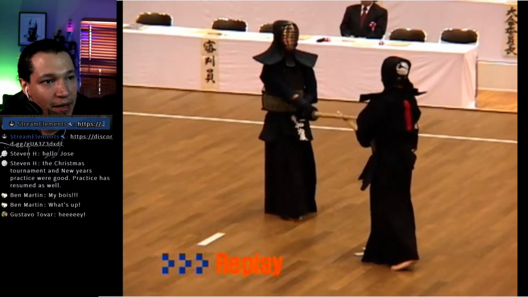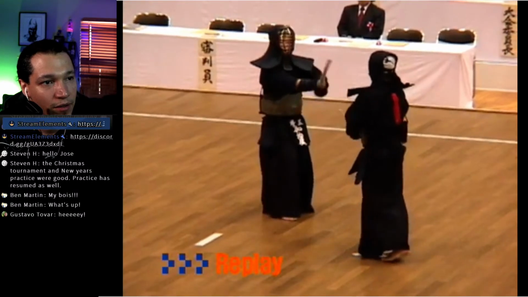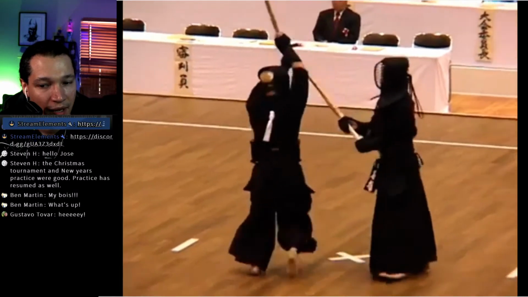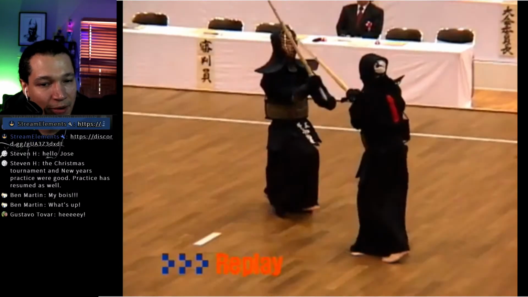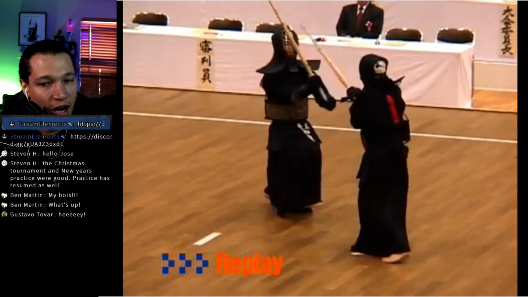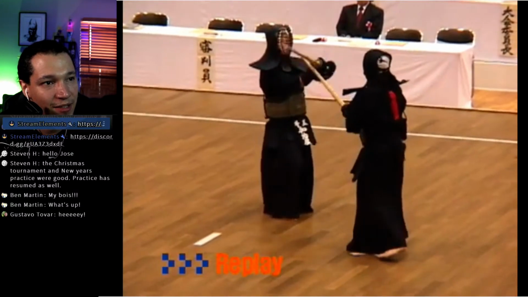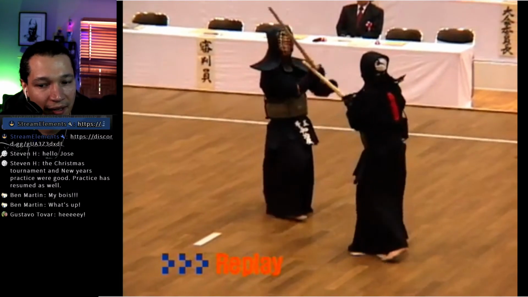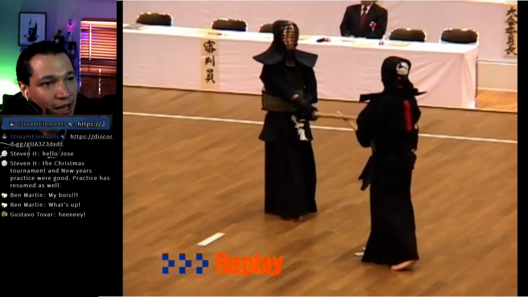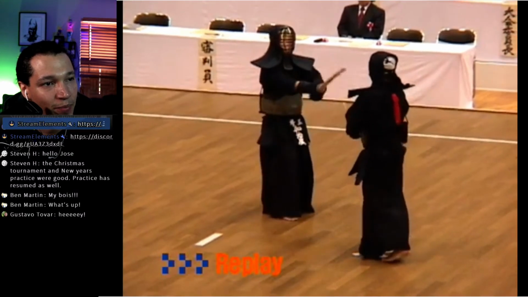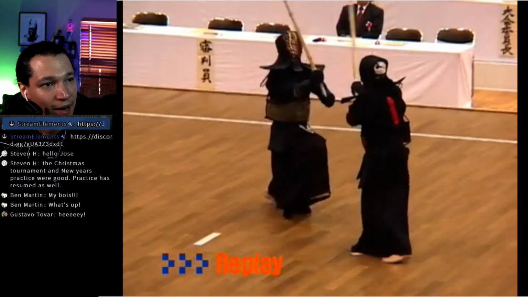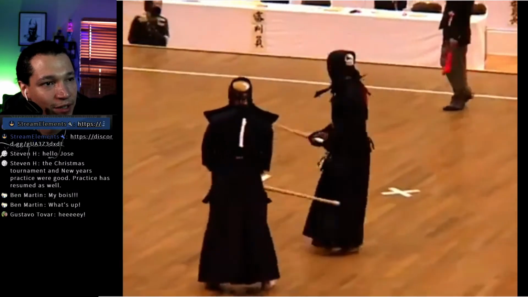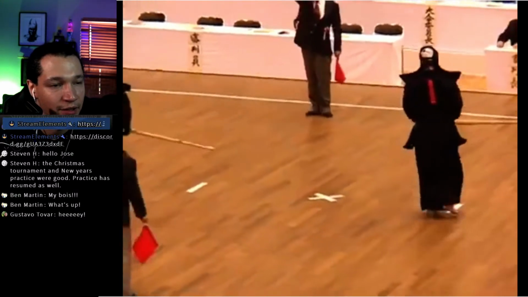Great opportunity for the men. See, he's using the wrist to control the sword. What's interesting about this is that he is not giving back any distance, right? In here, he's fighting the shinai. His opponent fights back, right? He makes an opening and gets a very good strike on the men. Very good strike on the men.